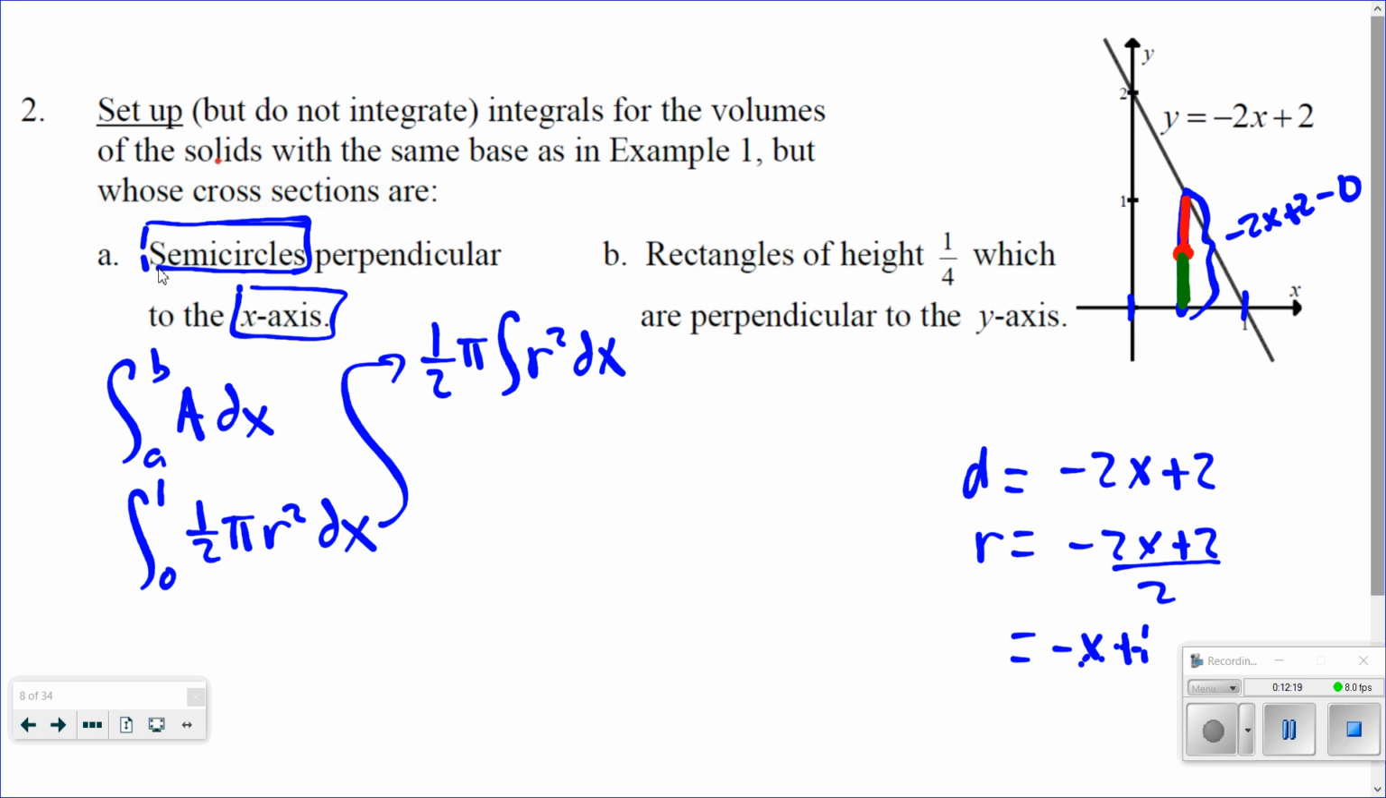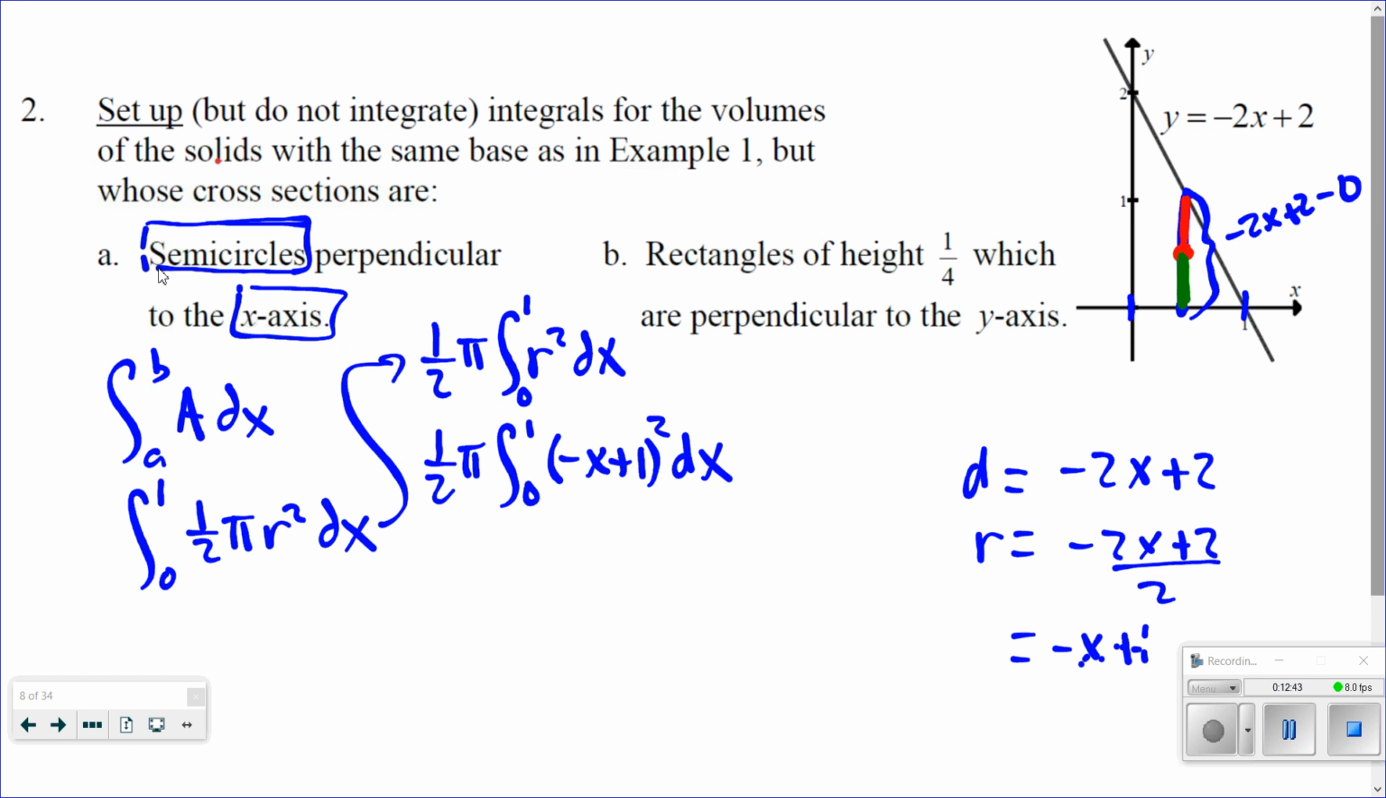So I come up here. That's all I have really left to plug in. I forgot my 0 and 1 up here. So it's 1/2 pi times the integral from 0 to 1 of, and the radius is negative x plus 1 squared dx. And that integral right there will give me the volume of that solid that we have right there.